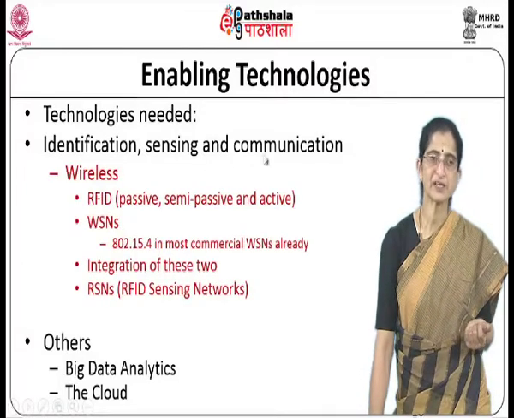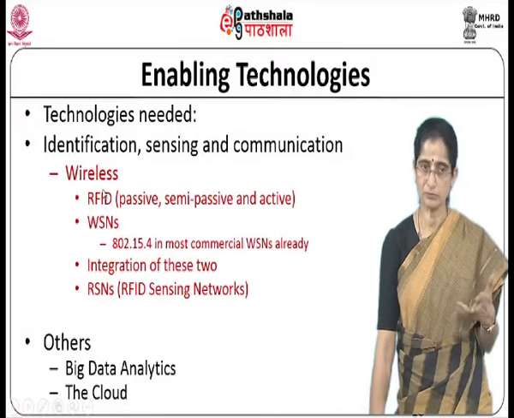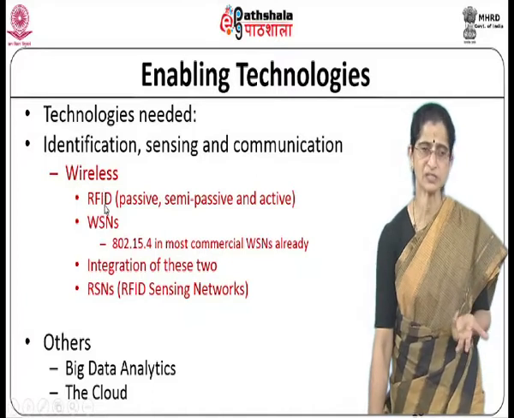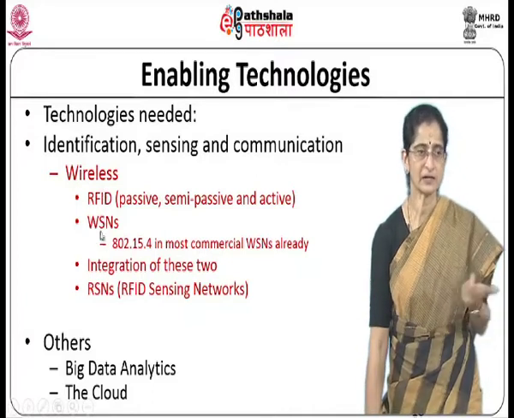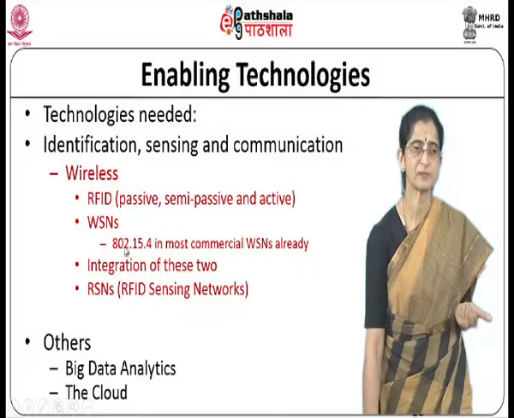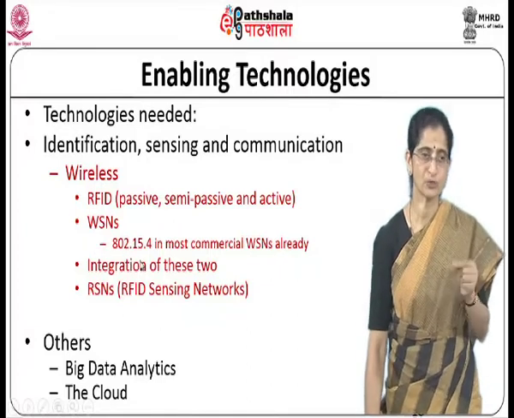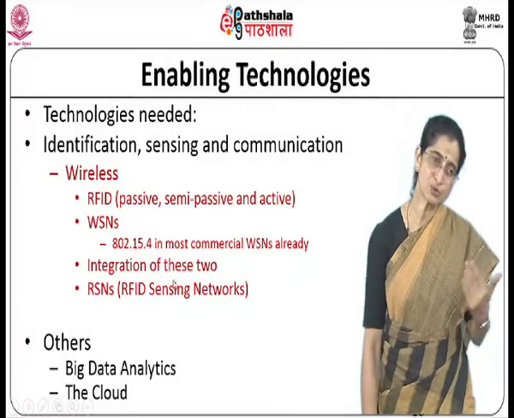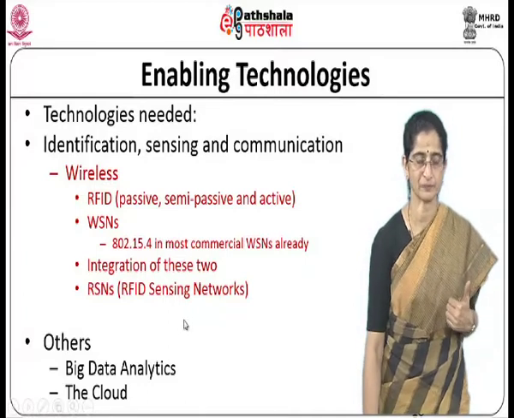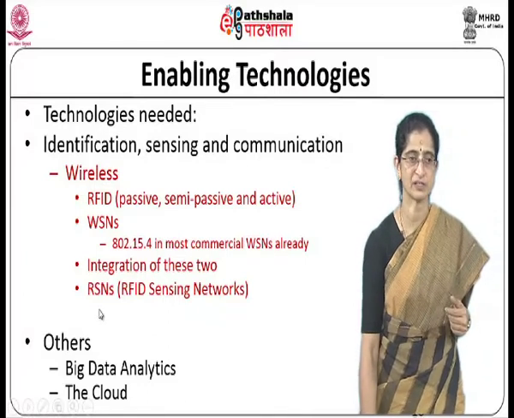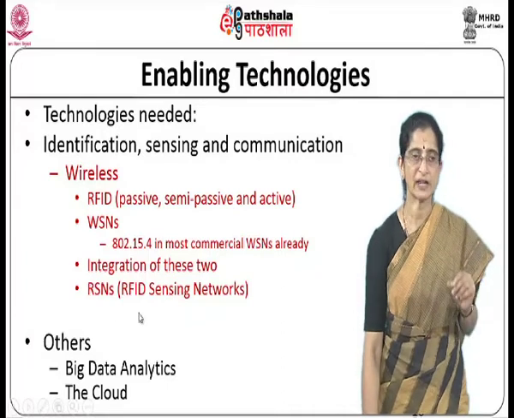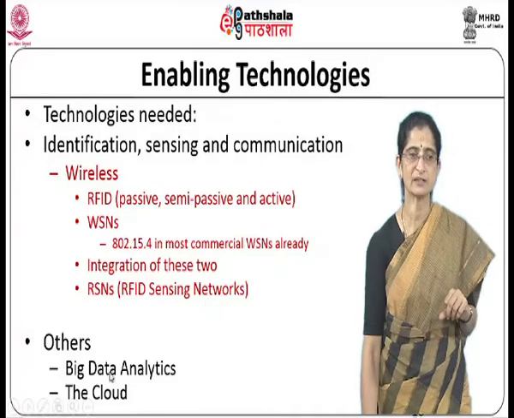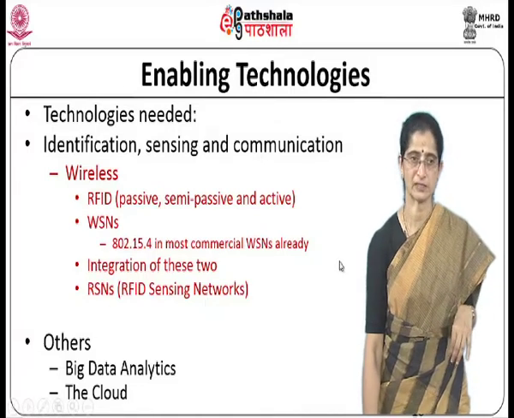So when you talk of identification, sensing and communication, it could leverage existing wireless technologies, for instance RFID and WSNs, which is wireless sensor networks. Now 802.15.4 Zigbee is also used in wireless sensor networks. So those are existing technologies. You could integrate these two and have identification, sensing and communication done using what are called RSNs, so RFID sensing networks as such. So you can have a combination of these. With this kind of technology and big data analytics and cloud, you should be able to make things possible.